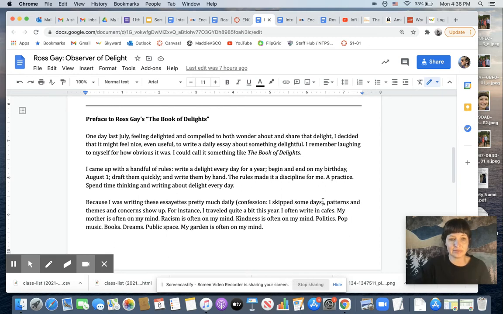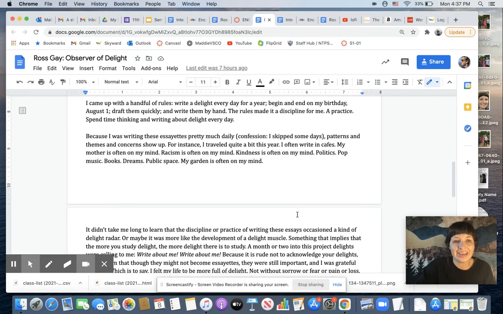Preface to Ross Gay's The Book of Delights. One day last July, feeling delighted and compelled to both wonder about and share that delight, I decided that it might feel nice, even useful, to write a daily essay about something delightful. I remember laughing to myself for how obvious it was. I could call it something like The Book of Delights. I came up with a handful of rules. Write a delight every day for a year, begin and end on my birthday, August 1st, draft them quickly, and write them by hand. The rules made it a discipline for me, a practice. Spend time thinking and writing about delight every day.